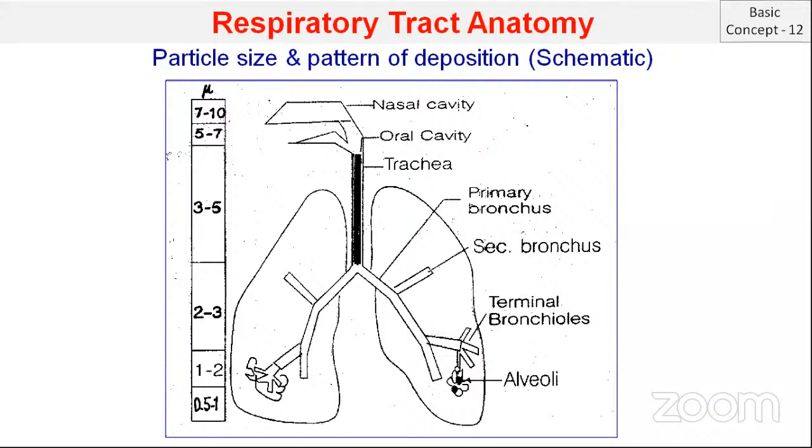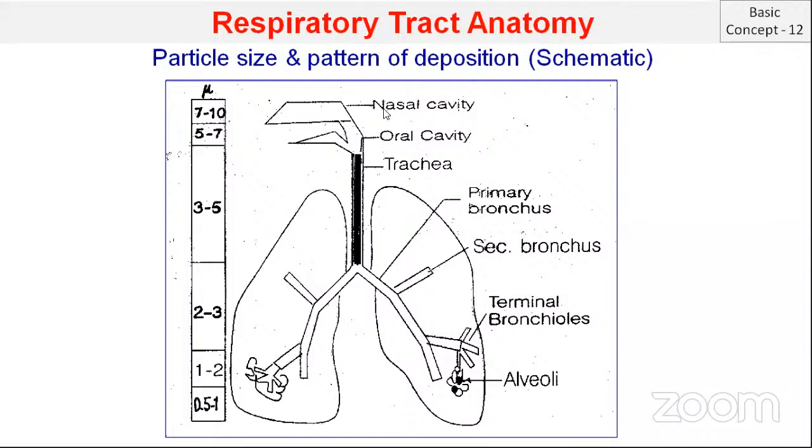Portal entry is either inhalation, ingestion, or skin absorption. Three routes for the human body. And this particular picture, please follow very closely. When we say respiration, the lung itself is a system made up of many parts.